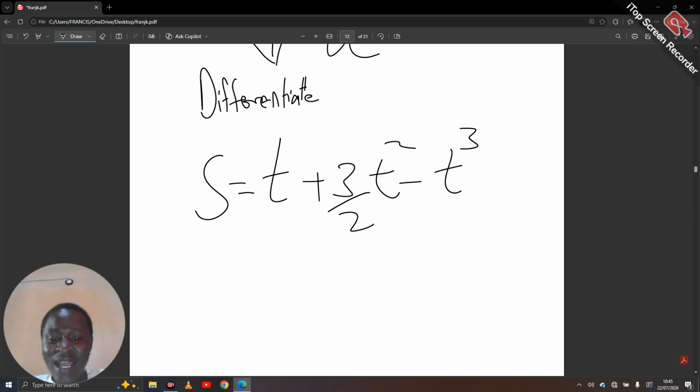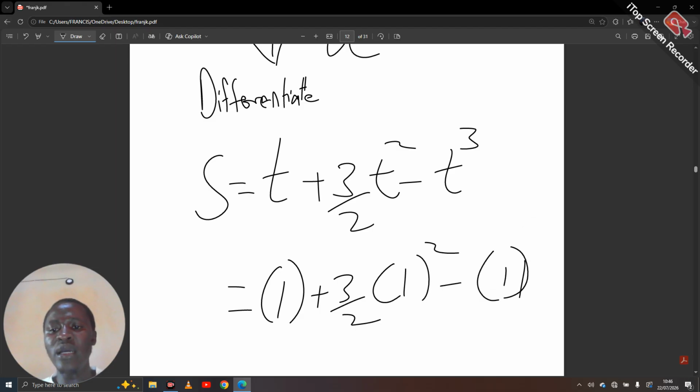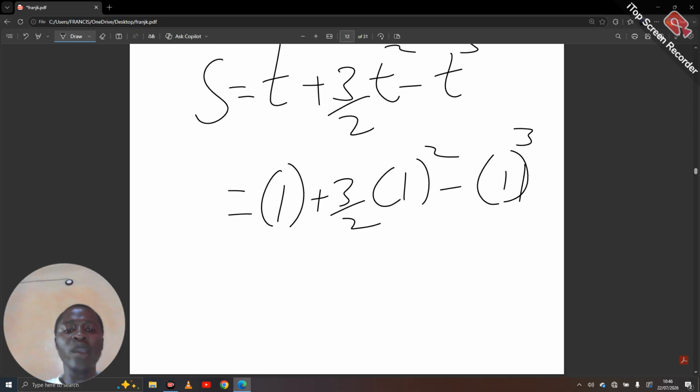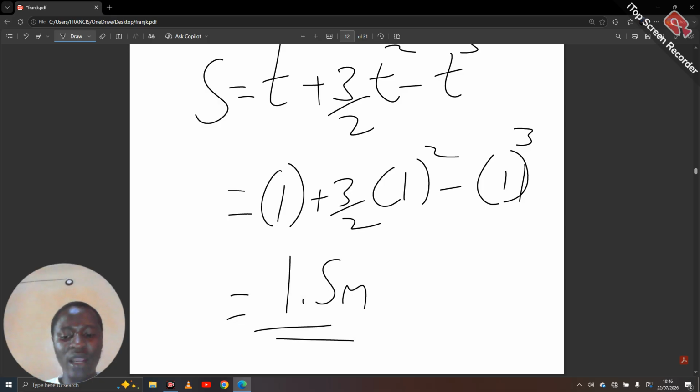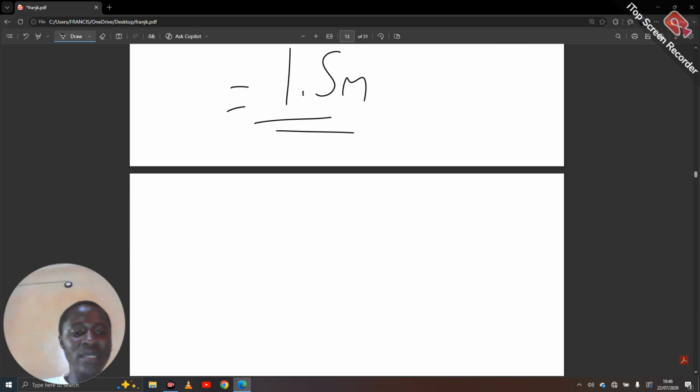So that means if you can read and understand the question, find the displacement of the particle in the first second. So the time is 1. You just substitute: 1 plus 3 all over 2 into 1 squared minus 1 cubed. With the work of a calculator, your answer will be 1.5 meters. Remember, it is displacement that is required in that part.